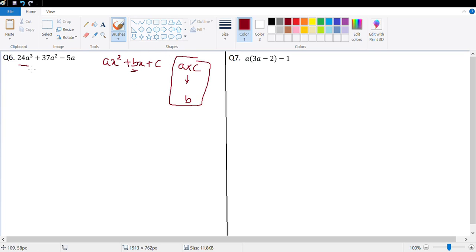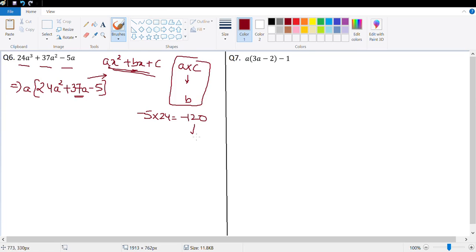In this case, we have cube, right? So I notice a is common in all three of them. So if I take a common, I am left with 24a square plus 37a minus 5. Now this is of this form. The way if we look at a standard quadratic expression, I need to find factors of negative 5 into 24, which is negative 120, the sum of which should be 37. Yes, this is 40 multiplied with negative 3. The sum is 37 and the multiplication is negative 120.